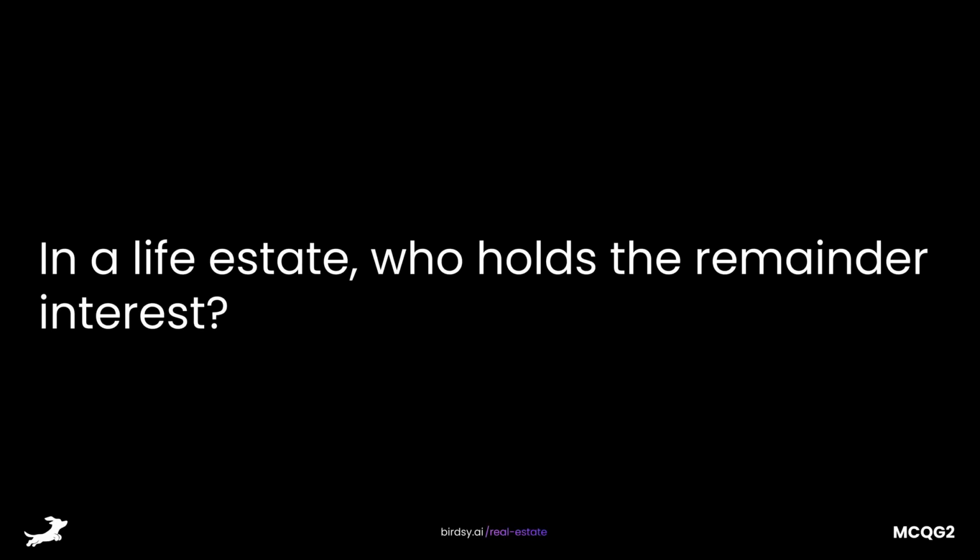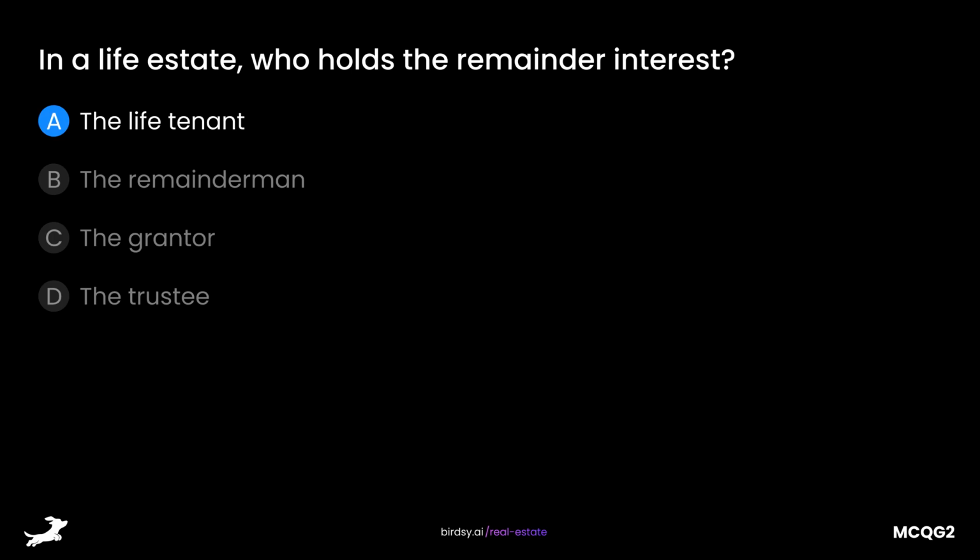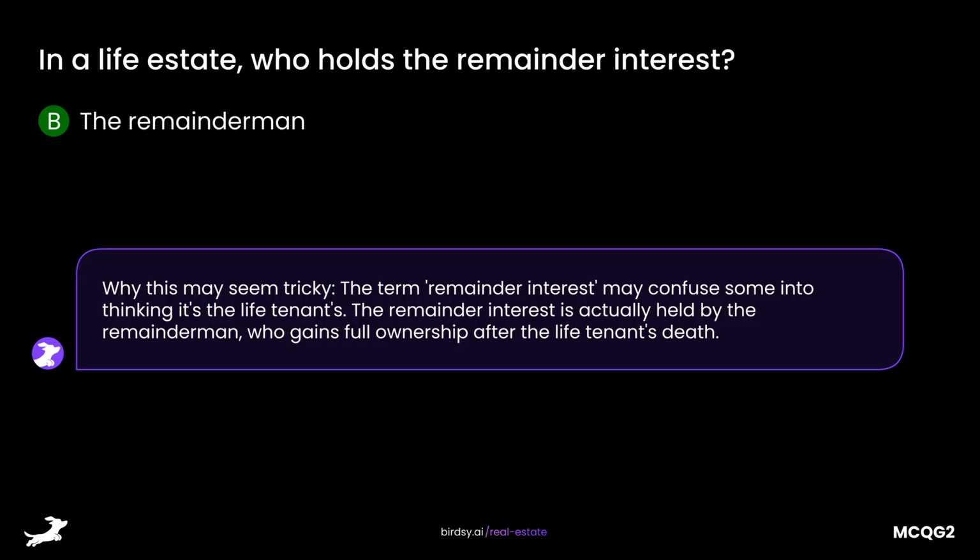In a life estate, who holds the remainder interest? Is it A, the life tenant, B, the remainderman, C, the grantor, or D, the trustee? The answer is B, the remainderman. Why this may seem tricky. The term remainder interest may confuse some into thinking it's the life tenant's. The remainder interest is actually held by the remainderman, who gains full ownership after the life tenant's death.